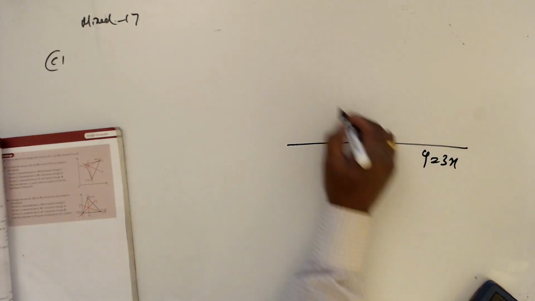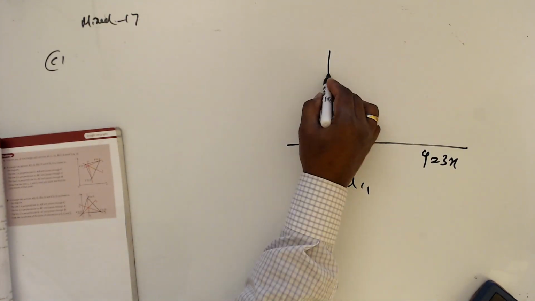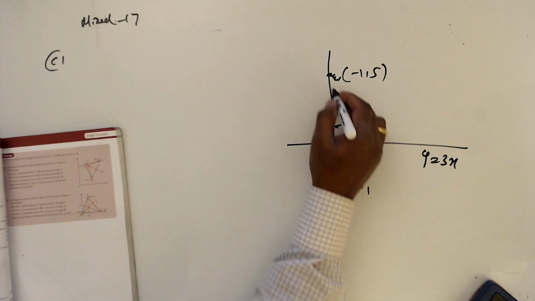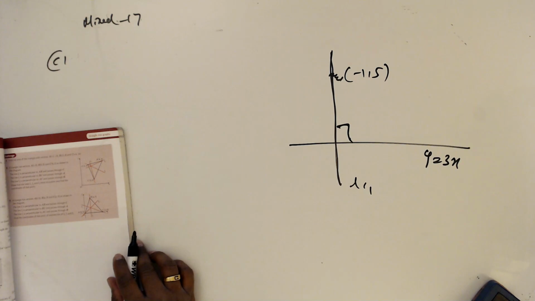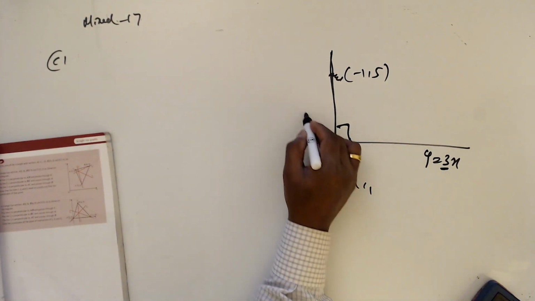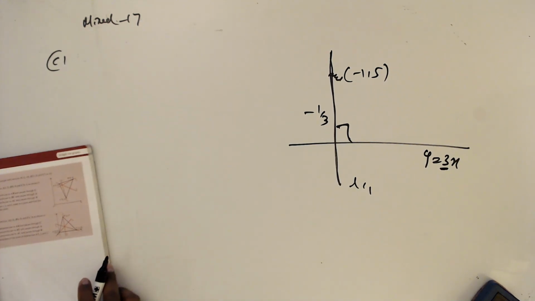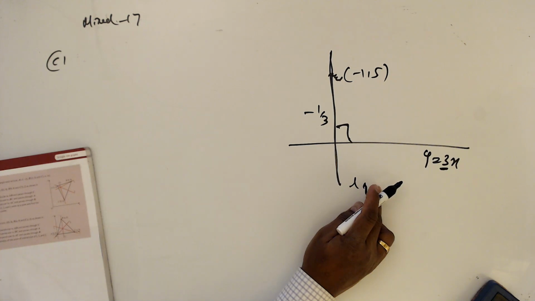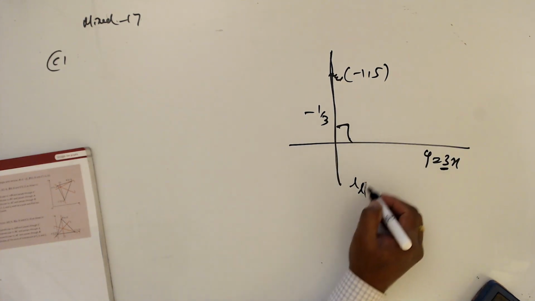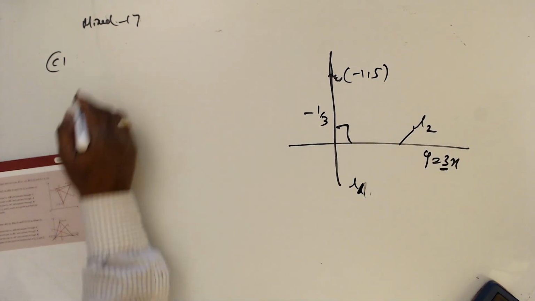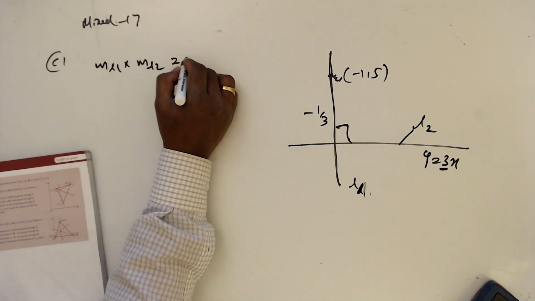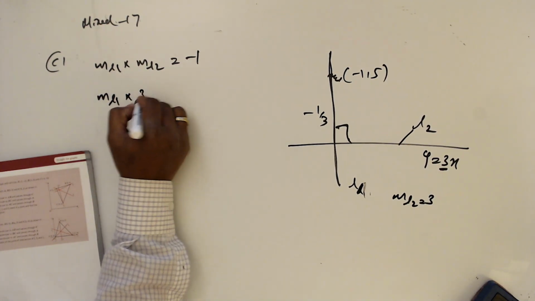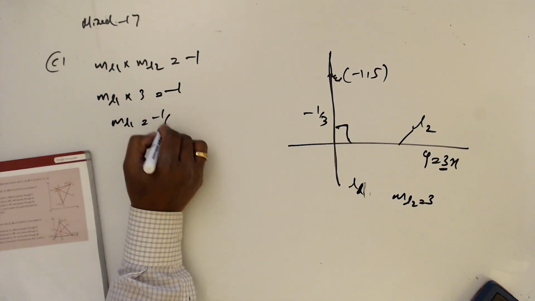y equals 3x, and L1 is perpendicular to it and goes through minus 1, 5. This is 90 degrees. We want to find the equation of this one. So this gradient is 3. We know this gradient is minus 1 over 3. So this is L1. Let me take this equation as L2. So m1 times m2 equals minus 1. m2 is 3, so m1 times 3 equals minus 1. m1 equals minus 1 over 3.